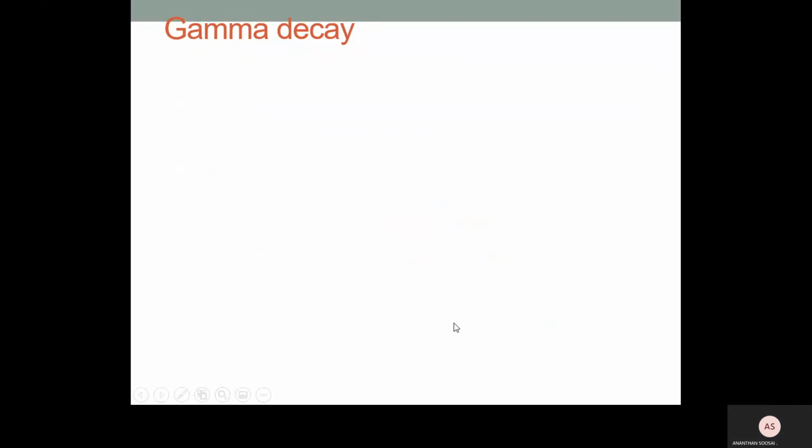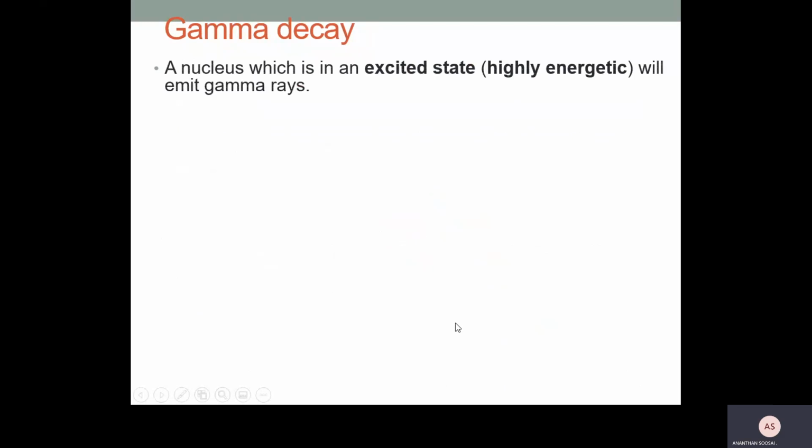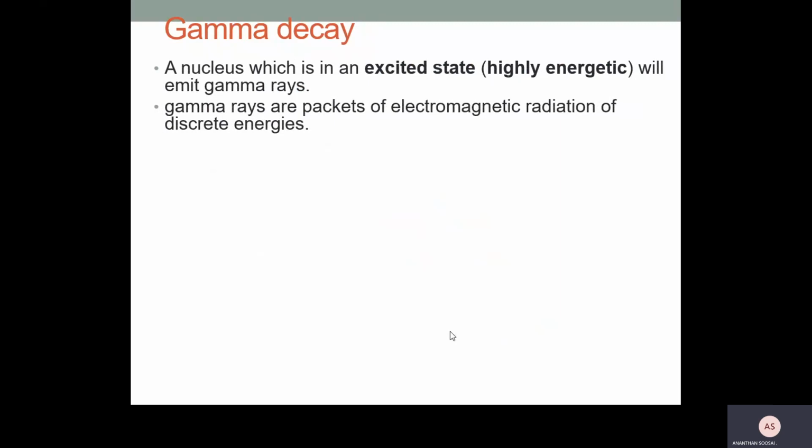Gamma decay: a nucleus in an excited state will emit a gamma ray. Excited state means the nucleus has lots of energy. After releasing an alpha, it will be in an excited state, at a high energy level. After a short while, the energy of the nucleus will drop down and it releases gamma. Gamma is a packet of electromagnetic radiation of discrete energies. Gamma is a type of EM radiation. Discrete energies we will do in depth in A2 later. For the time being, for AS, you say it's EM radiation, and that will do.